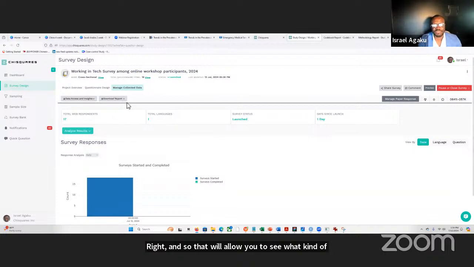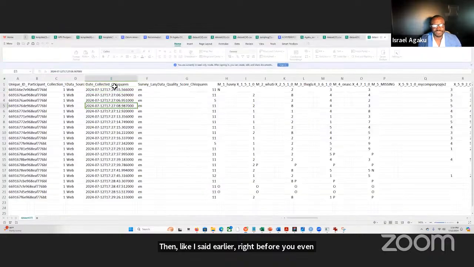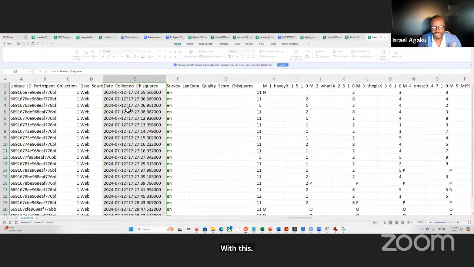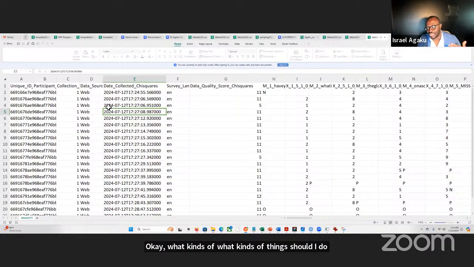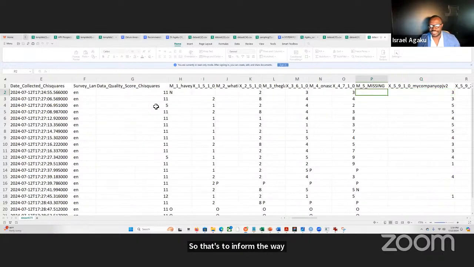But like I said earlier, before you even start analyzing your data, spend a lot of time with this. Try to understand the data clearly so that you will be able to understand what kinds of things I should do. This particular respondent has a lot of missing values. So what should I do? That should inform the way you analyze the data and how you want to proceed with your analysis.